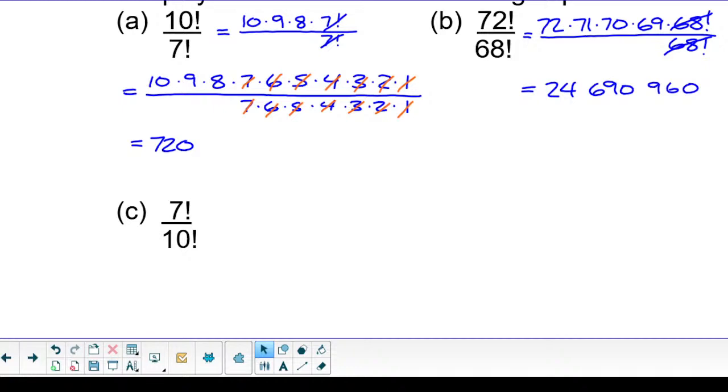I don't do 72 exclamation mark. Then that's factorial. What I do is I have to rewrite 72 factorial as 72 times 71 times 70 times 69 times 68 factorial. And then I still divide that by 68 factorial. And then these cancel out. Okay? That's right. No, I don't need to do any division by 68. I just do 72 times 71 times 70 times 69. Just those four numbers multiplied together.